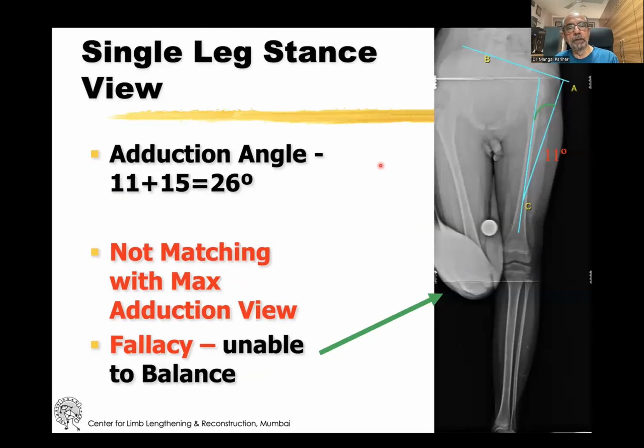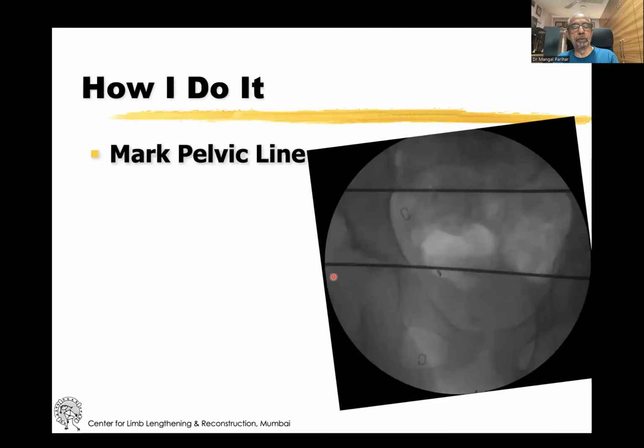So here the single leg stance shows a lesser amount, right? So that would give us an angle of only 26. And this is not matching with that earlier view which I showed you. So he had problems with balancing. So therefore, this I would not take as the number. In this situation, I would take that maximum adduction. And that's the reason I said I like to do both.